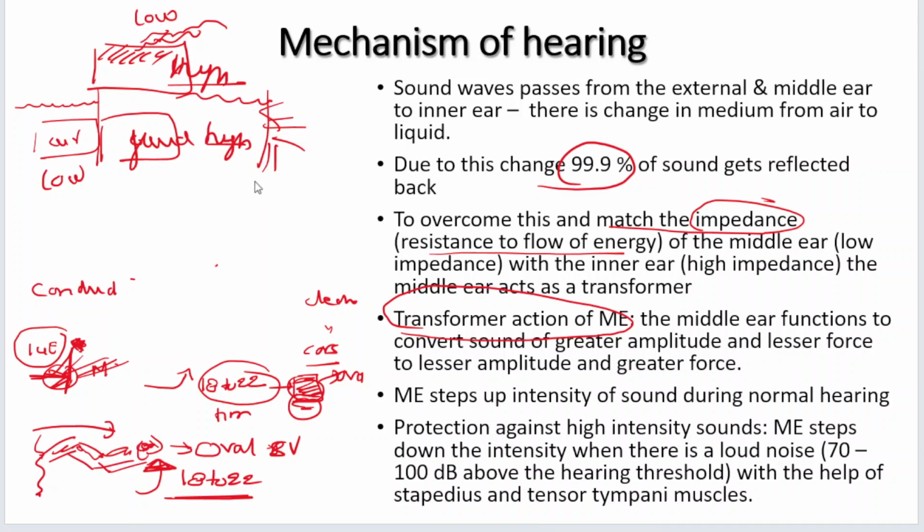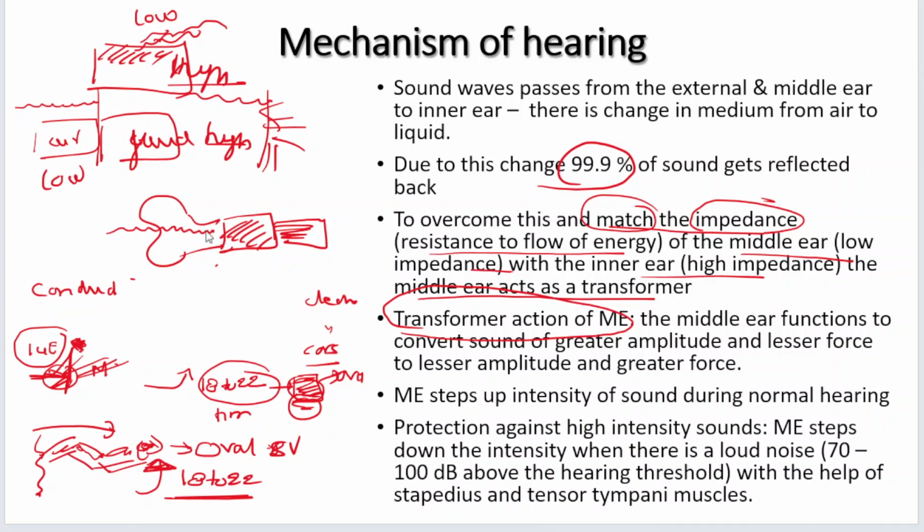So to overcome this change in the medium and to match the impedance, that is resistance to the flow of energy, of the middle ear, which has low impedance, to that of the inner ear, which has high impedance, the middle ear acts as a transformer. So this is the pinna, external auditory canal. Now let us separate the middle ear, and this is the inner ear fluids. Here we have sound waves going through air, which is a low impedance system, and here we have sound waves going through fluid, which is a high impedance system.